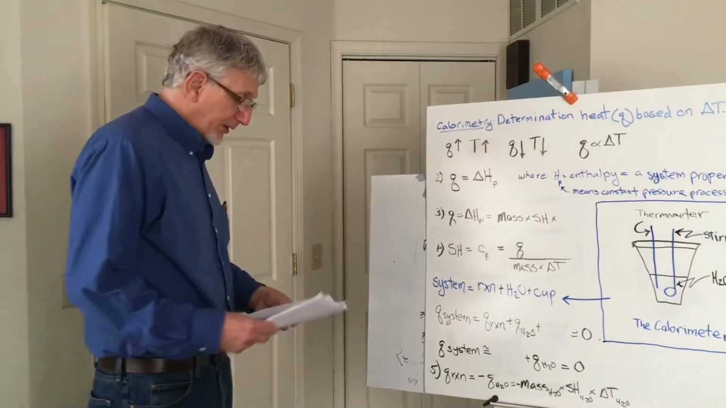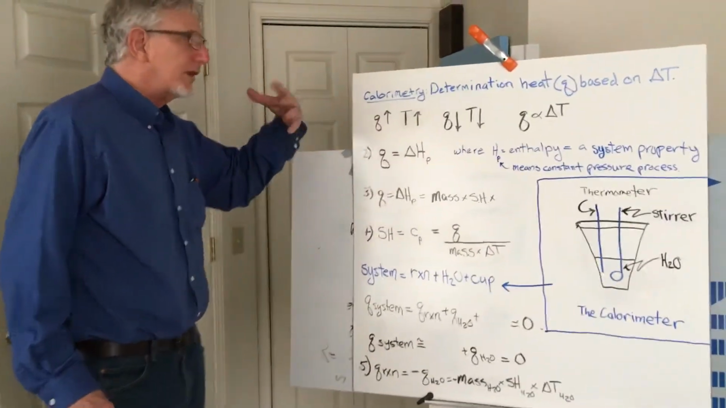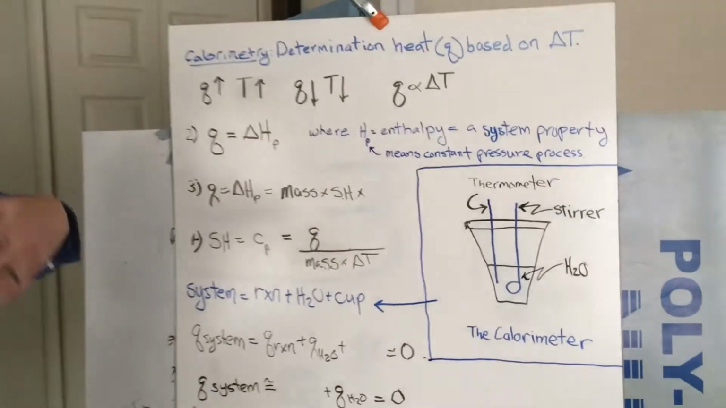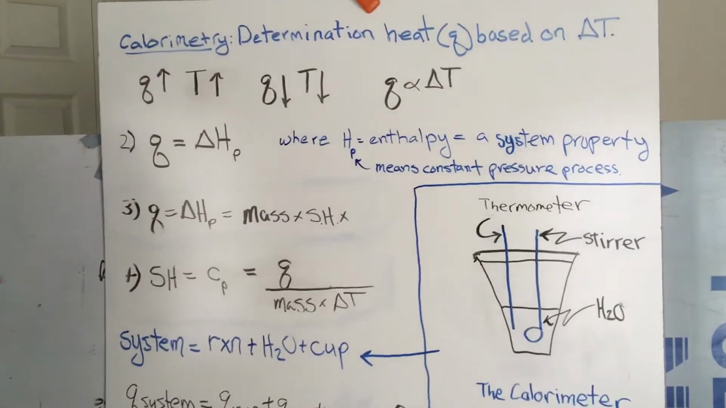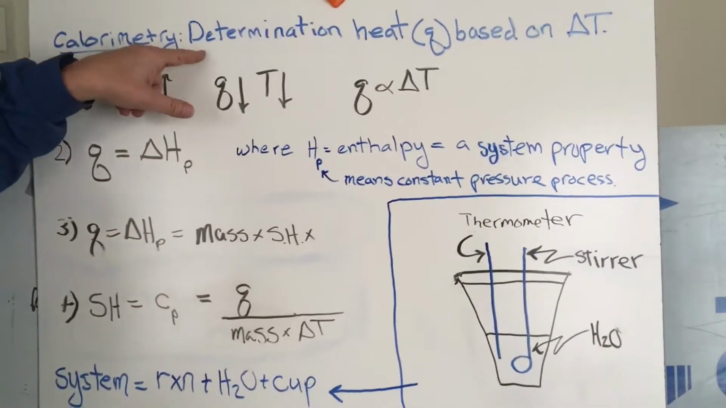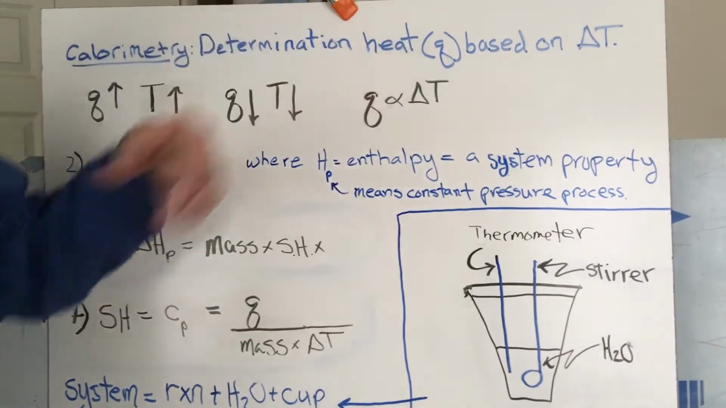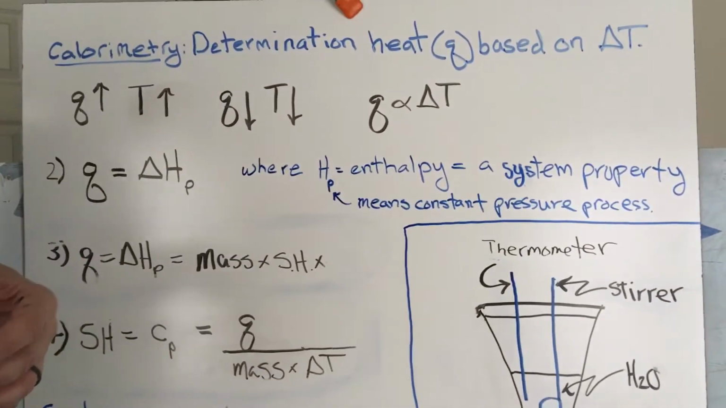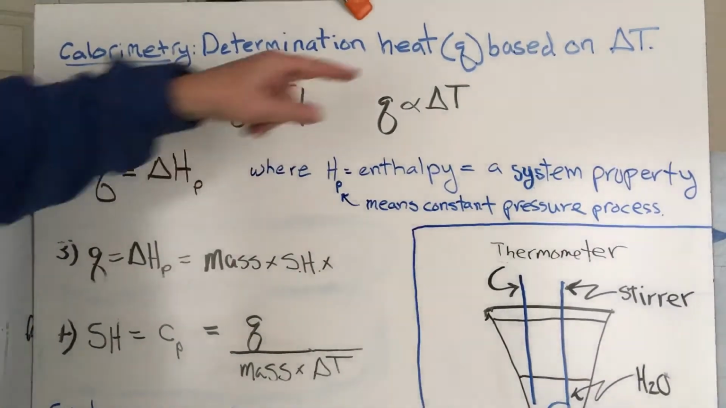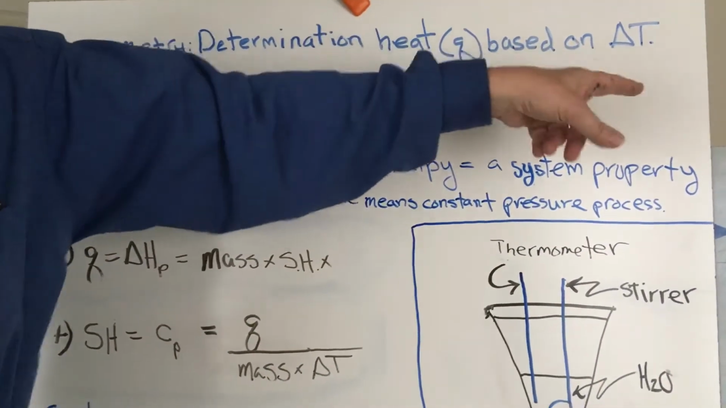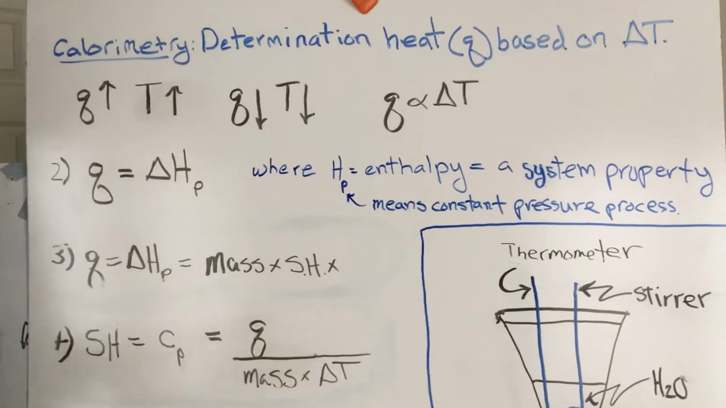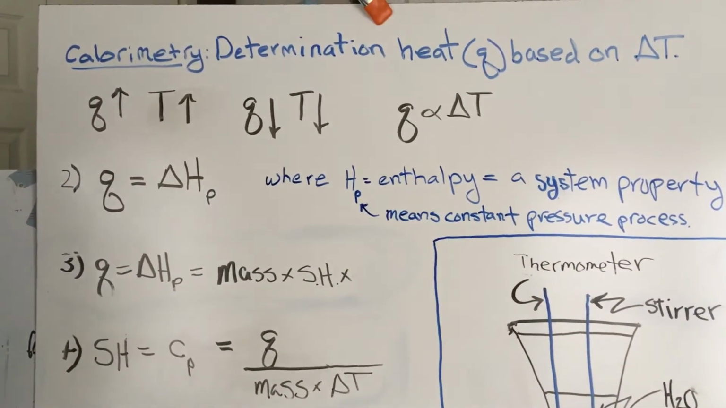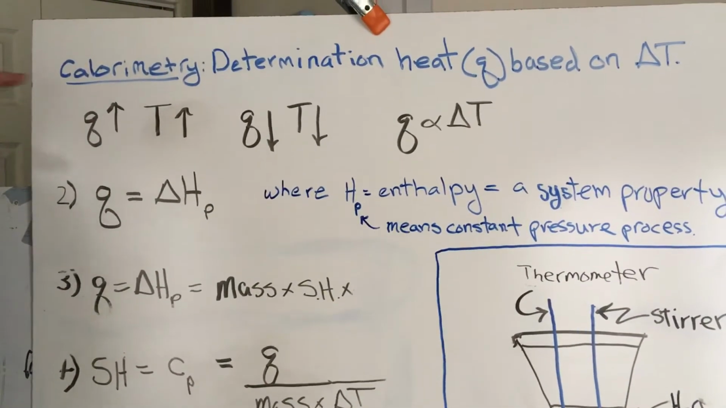Well, calorimetry is the science of determining the heat of a system as it undergoes a process. But more specifically, calorimetry is determining the heat, Q, the heat energy exchange between a system and the surroundings as it undergoes a process based upon the measurement of the temperature change of that system that occurs as a result of the process. Now, we can use calorimetry.